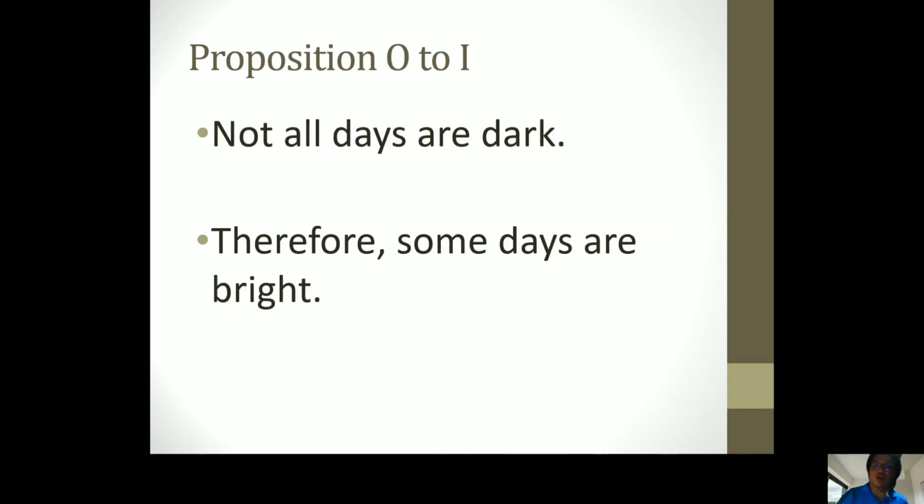Next is proposition O to I. Particular negative to particular affirmative. Not all days are dark. This one is particular, so we're going to change that. You will say, therefore, some days are bright.